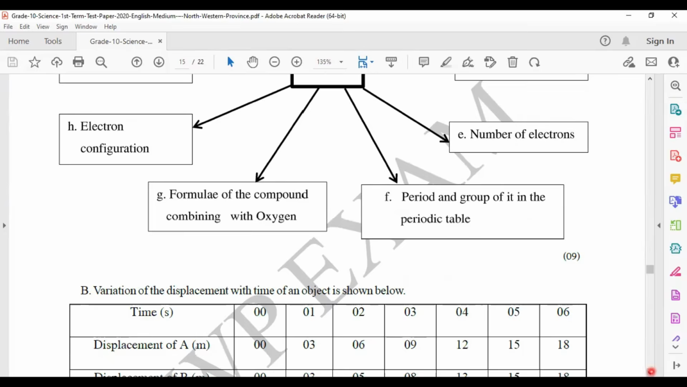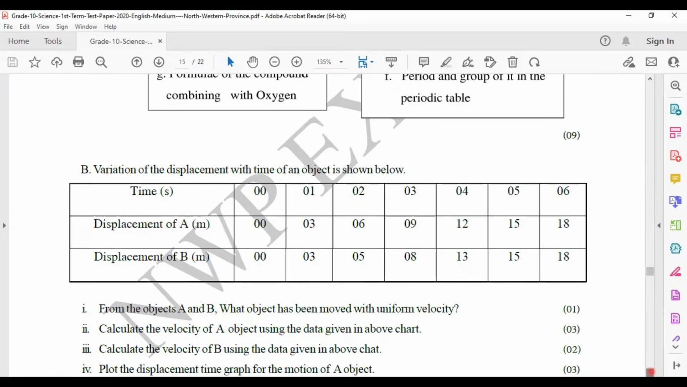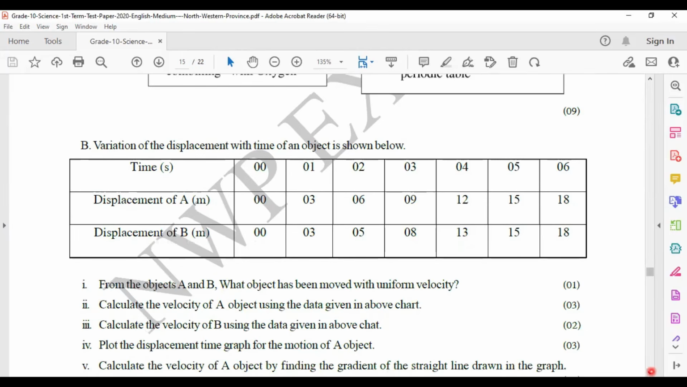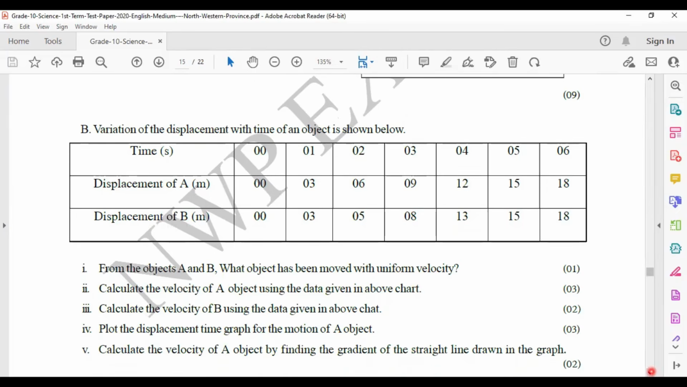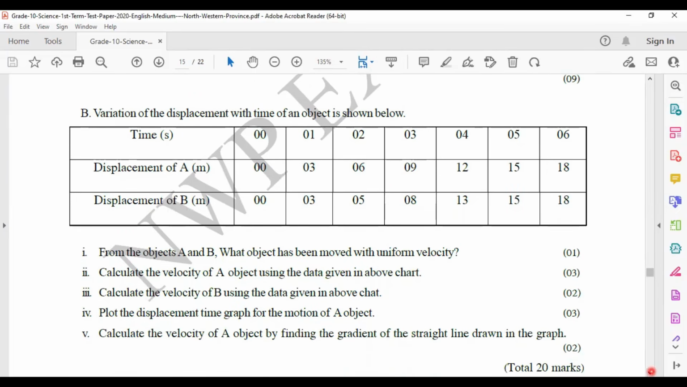Variation of the displacement with time of an object is shown below. Of the objects A and B, which object has moved with uniform velocity? Uniform velocity means in each time interval it should move the same displacement. In this question, A shows uniform velocity because in each time interval it has moved only 3 meters. So the answer is A.